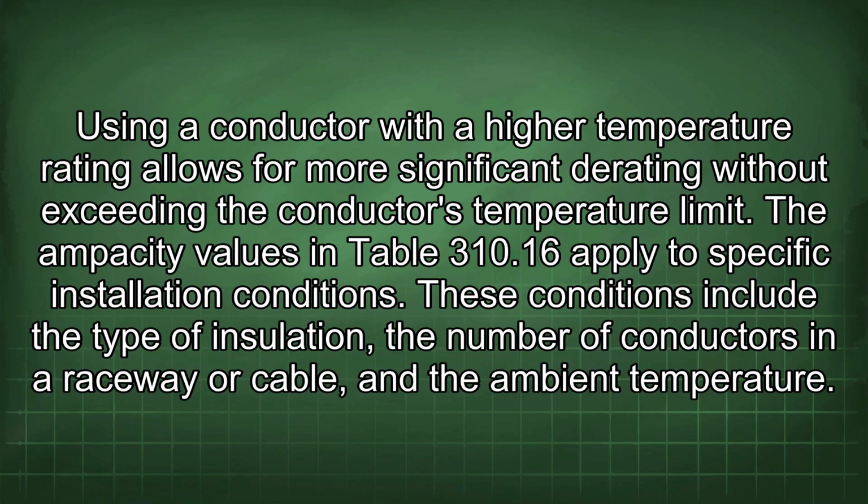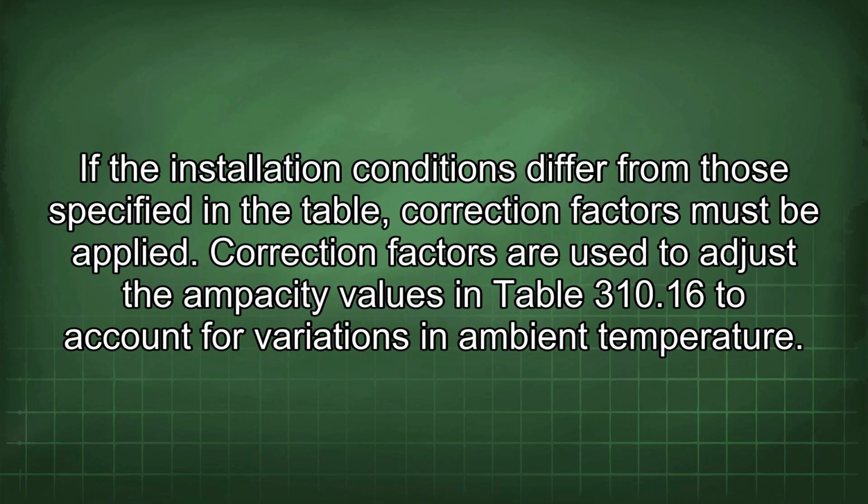The ampacity values in Table 310.16 apply to specific installation conditions. These conditions include the type of insulation, the number of conductors in a raceway or cable, and the ambient temperature. If the installation conditions differ from those specified in the table, correction factors must be applied. Correction factors are used to adjust the ampacity values in Table 310.16 to account for variations in ambient temperature.